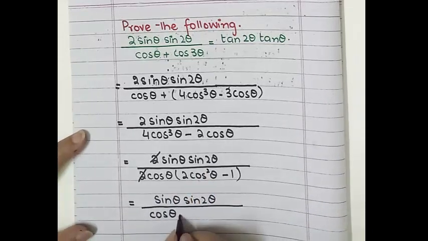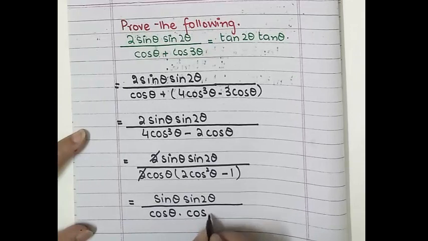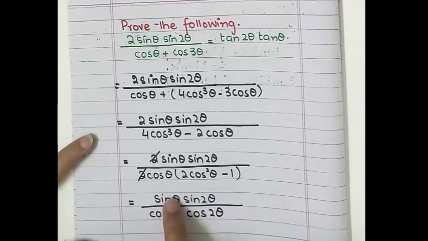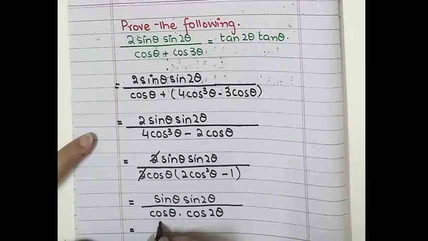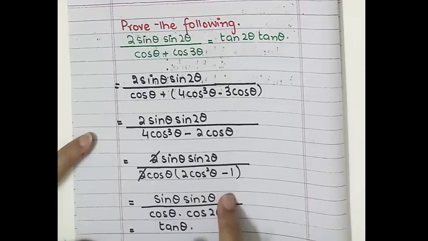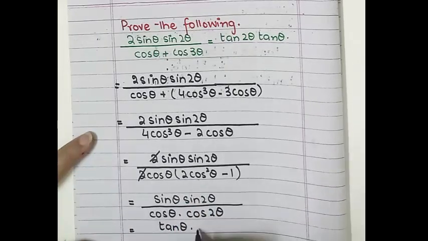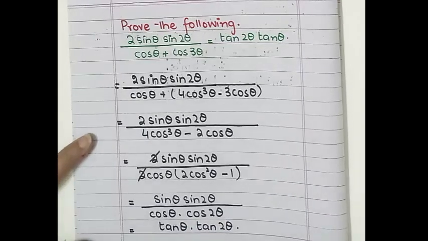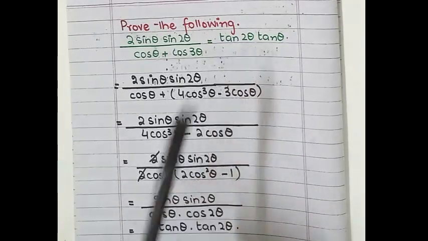This is the double angle formula for cos 2 theta, right? So sin theta over cos theta is equal to tan theta, into sin 2 theta over cos 2 theta. This is equal to tan 2 theta. So this is what we wanted to prove.